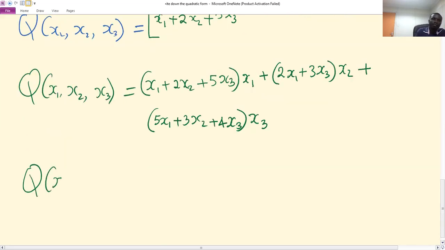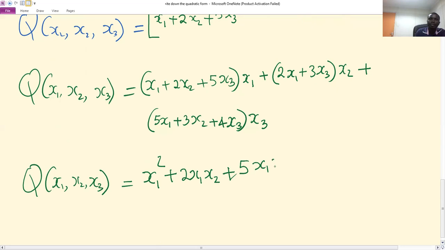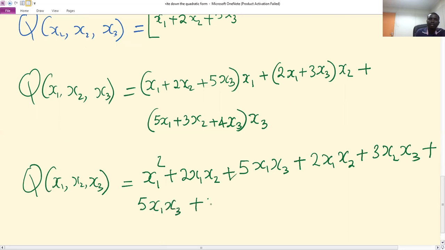Now Q of x1, x2, x3 will be x1 squared plus 2x1x2 plus 5x1x3 plus 2x1x2 plus 3x2x3 plus 5x1x3 plus 3x2x3 plus 4x3 squared.